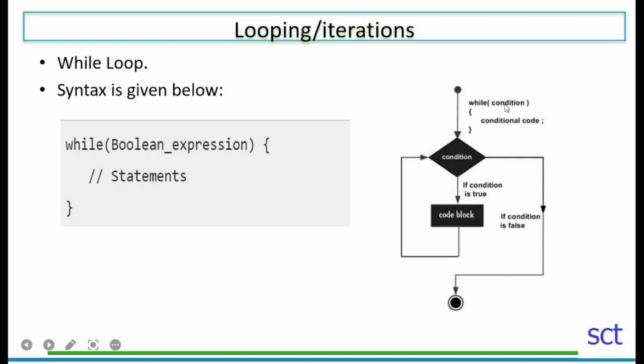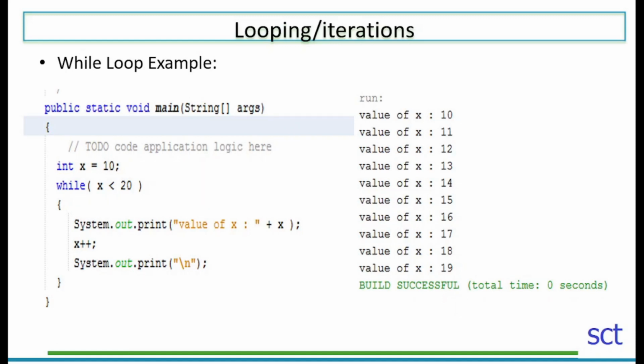So while conditional code: if the condition is true, then it will execute the code block, then again it will come back and check the condition. If the condition is again true, it will come to this code block and execute it here. So it will go in a loop here, and if this condition becomes false, it will come out of this. It's a very simple one, you can easily understand this.